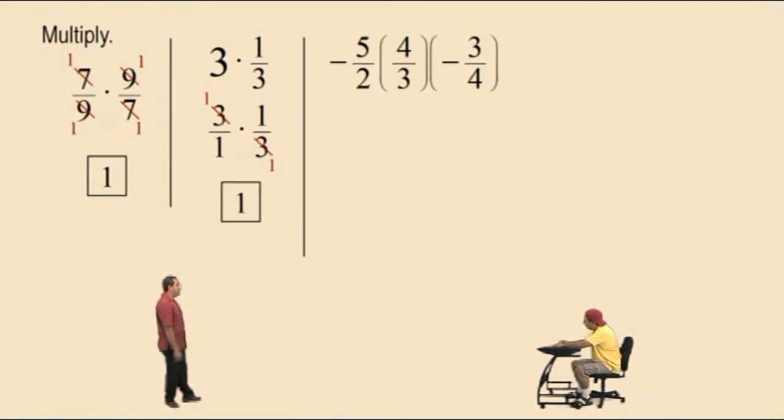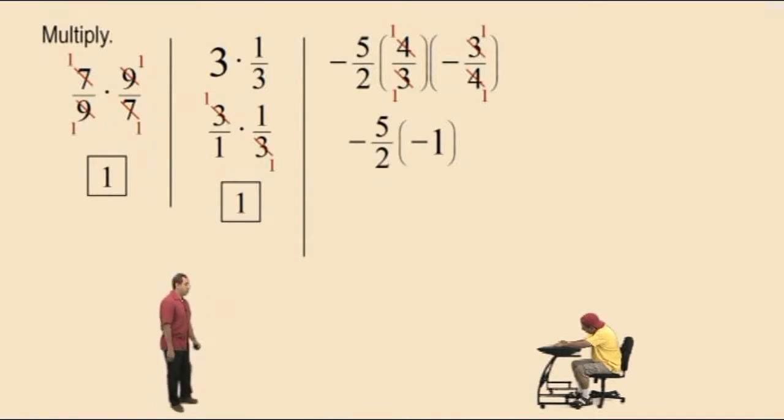Okay, how about negative 5 halves times 4 thirds times negative 3 fourths? Okay, notice here, we can cancel those 4's out, right? And that becomes a 1. We can also cancel those 3's out, which become a 1. And remember, a positive times a negative is a negative, so we get negative 1 for that result, right? Don't forget, it's multiplied by negative 5 halves, and a negative times a negative is positive, anything times 1 is itself, so it's positive 5 halves, right?